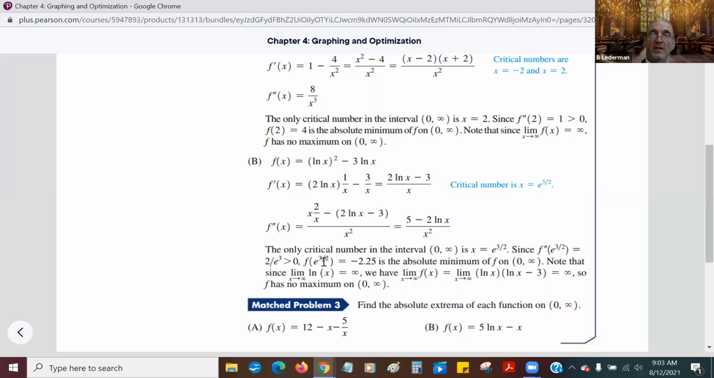When I plug it into the original function, I get negative 2.25. But because the second derivative is positive, the function is concave up, and this point, e to the 3 halves comma negative 2.25, is the absolute min on this interval from 0 to infinity. And yay!